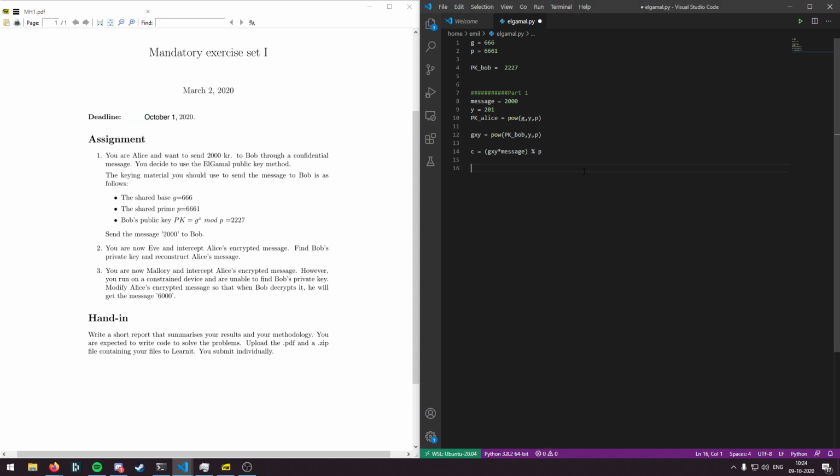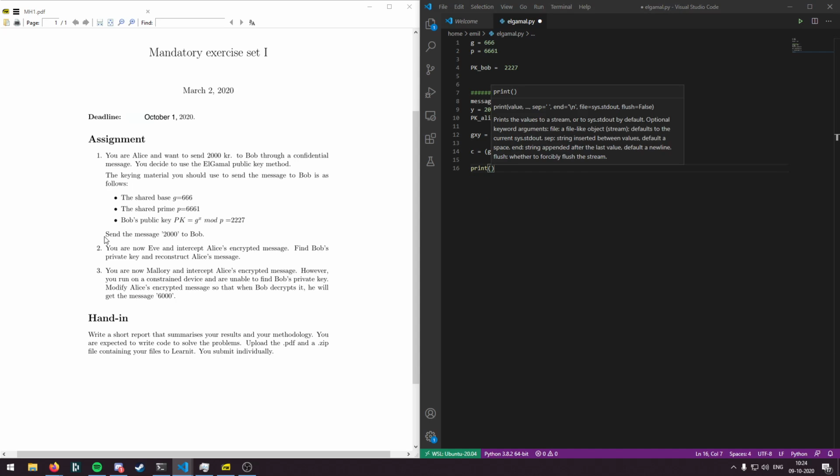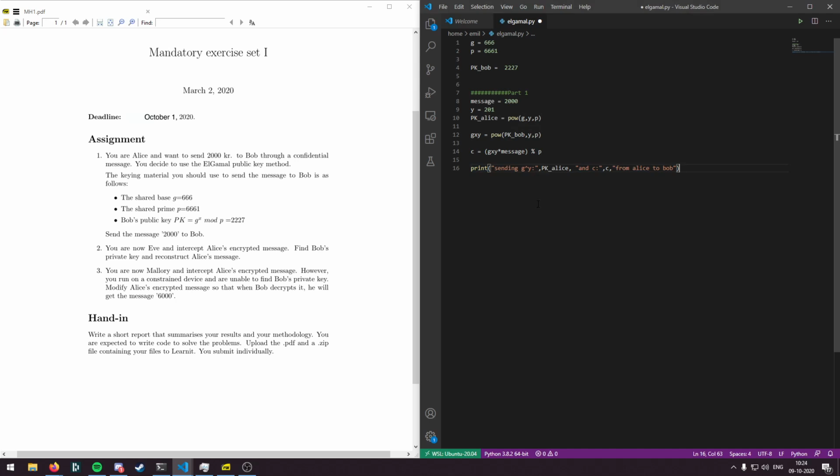Let's print out some. Now we have the C, and let's print. I actually already wrote this, so I'll just bring this in so I don't have to write it again. Sending g to the power of y, and we get the pk Alice. This is the g to the power of y, and C from Alice to Bob. And this is the first part, and we don't have to do any more here.